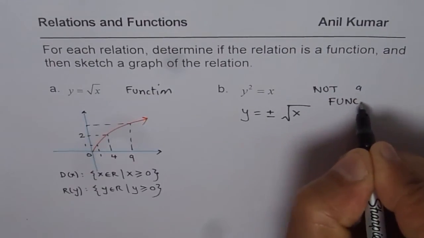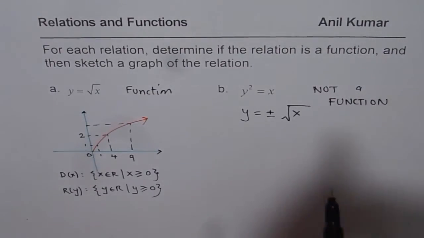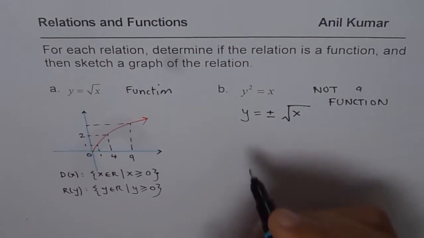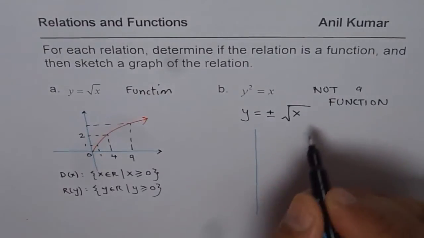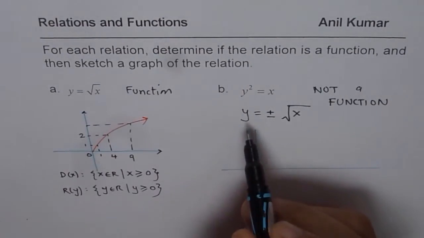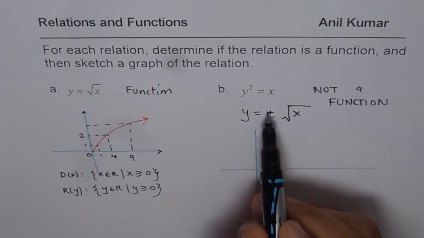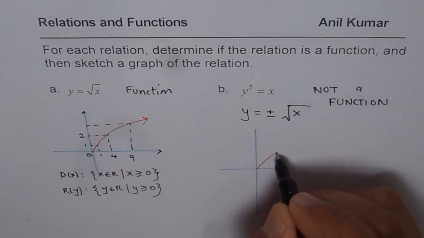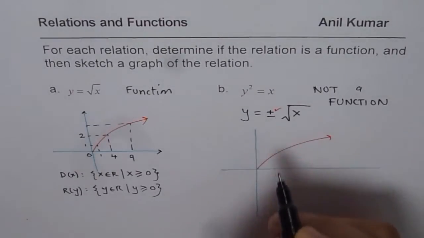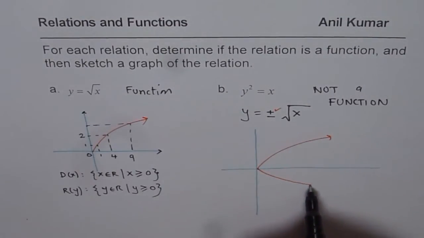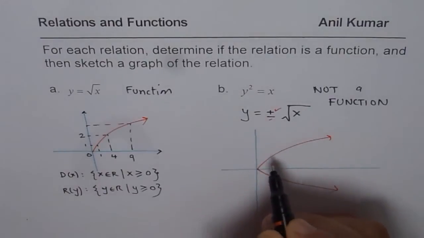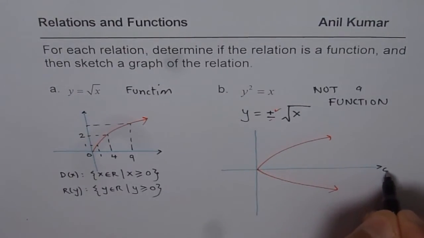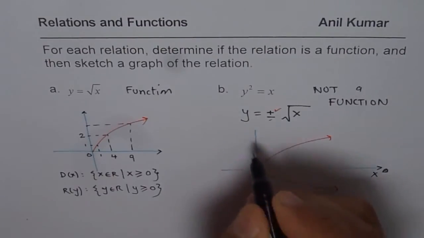Do you understand? It's a huge difference. Now we'll sketch this and show you how it should look, right? So when you sketch this particular relation, y equals plus minus square root of x, it will look kind of like this. This is the positive part, and then the negative part. Do you see that? That is the negative part. So for every value of x except 0, we will have two values of y.